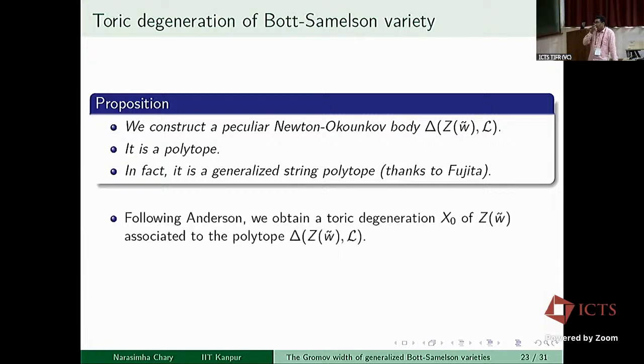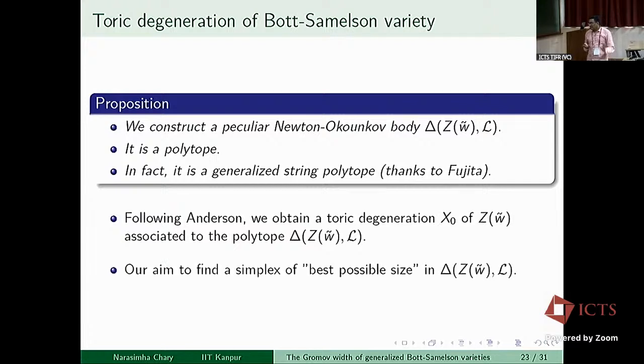So now let's go back. You have a polytope, then by using Anderson's result you get a toric degeneration. The toric limit is somehow associated to this Newton-Okounkov body. In fact, it's not exactly this one: the normalization of the toric degeneration is associated to this polytope.